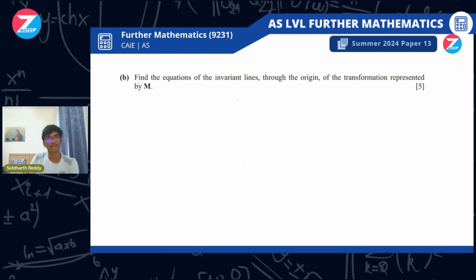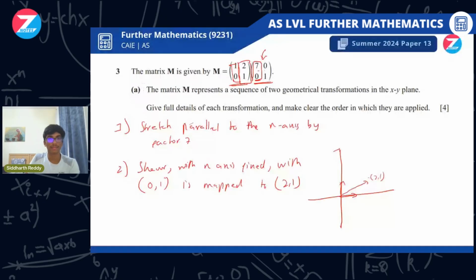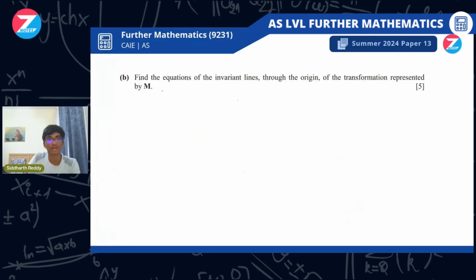Okay, so for this part, find the equations of the invariant lines through the origin of the transformation represented by M. They gave the matrix M as a combination of two, so we'll just combine them into one. M is equal to 1, 2, 0, 1 times 7, 0, 0, 1. If you have a calculator, you can directly do it there, but I'll still do it here for you. We multiply the corresponding row with the corresponding column.